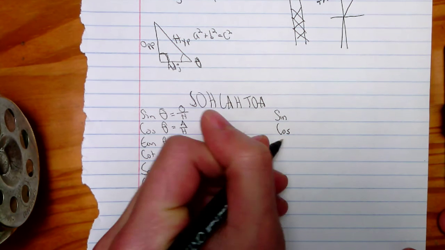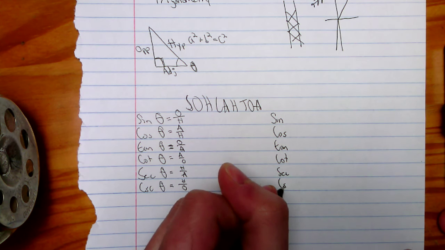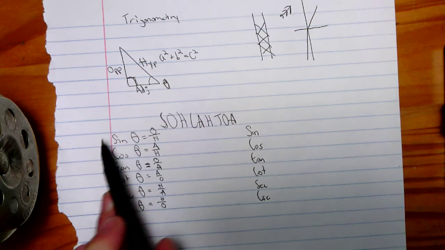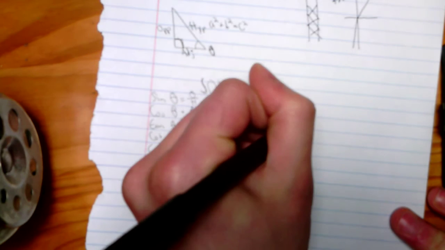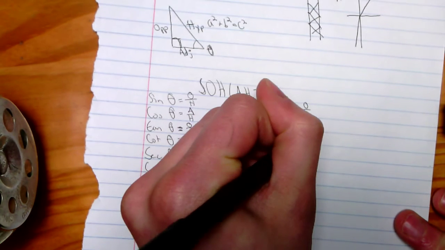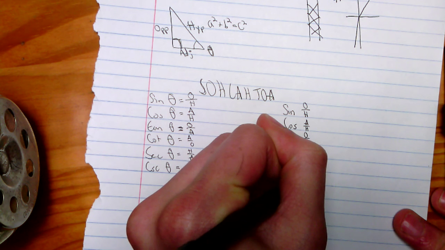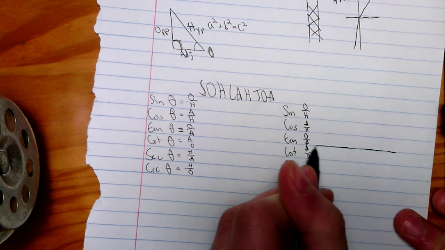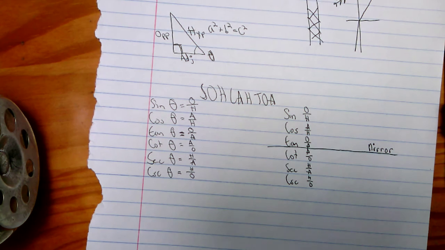So sine, cosine, tangent, cotangent, secant, cosecant. You only have the SOHCAHTOA acronym to memorize the first 3, but the other 3 can be remembered somewhat easily too. I'm just writing down the same things. Just imagine a mirror right here, and you're done. You got it.